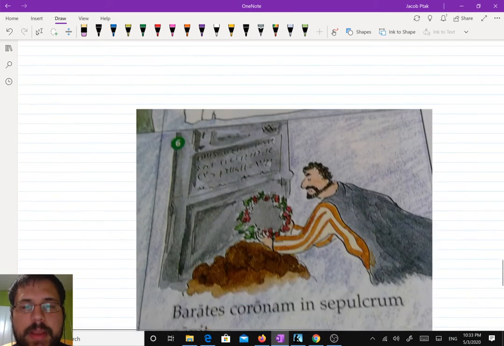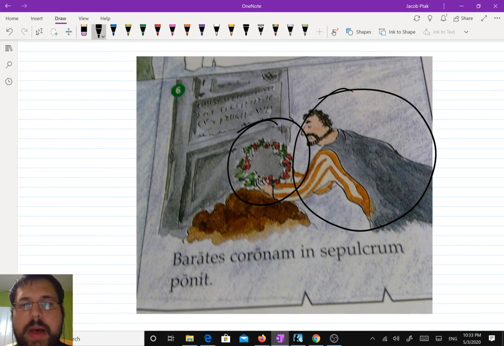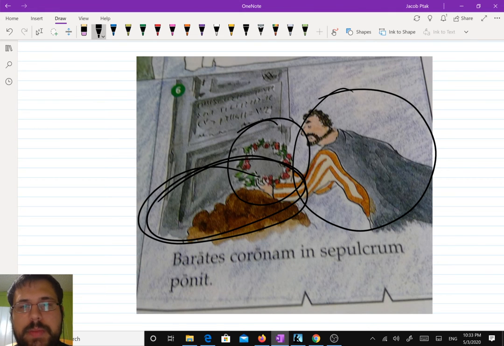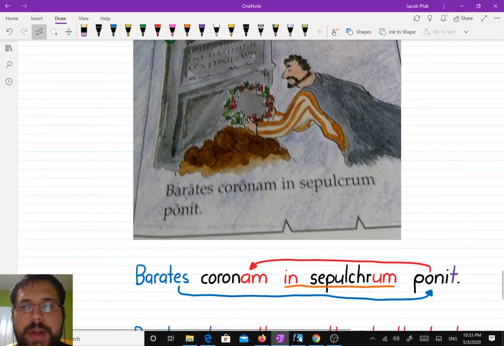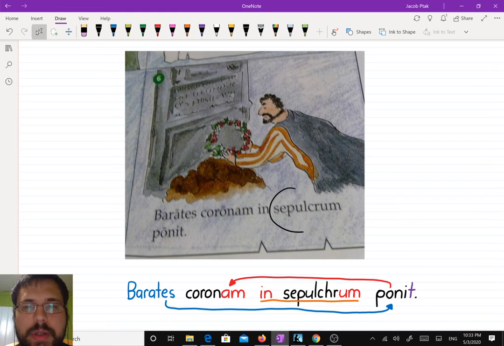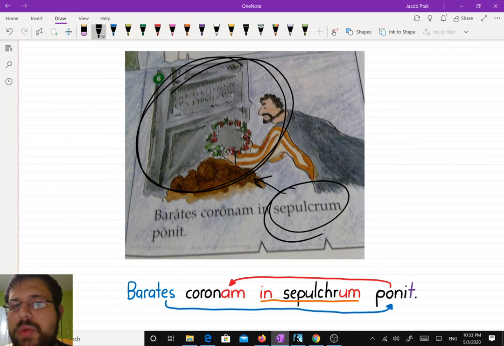Okay, and I think the last sentence, we have Barates coronam in sepulchrum ponit. All right, so this one should be pretty easy. The one word you might not know is sepulchrum. So the sepulchrum is the whole thing together. The best word we could use is tomb. So for the Romans, most of the time they would cremate. So there would be a jar with her ashes. I know the story said bones, but it would be ashes. And all of the stuff they buried with her. The best word is tomb.